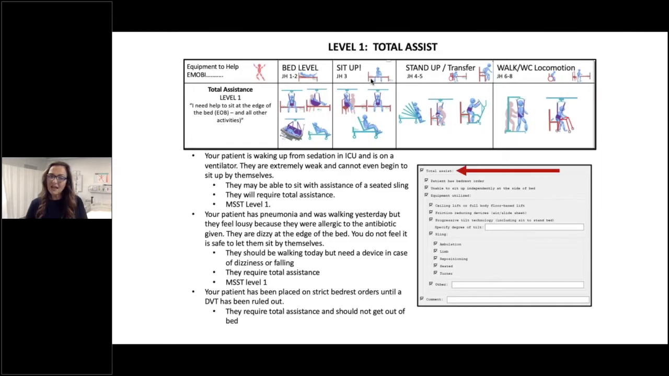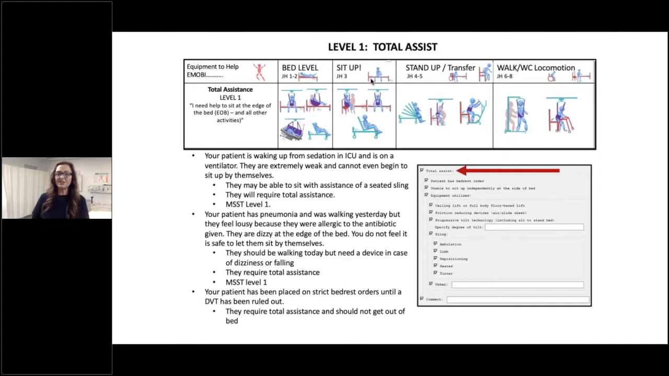They are still level 1, but they may be able to stand up either with a tilt bed or with a powered device, and they may be able to take some steps with a powered supportive device so that if they do get dizzy, they're not going to fall. Let's consider a third patient.